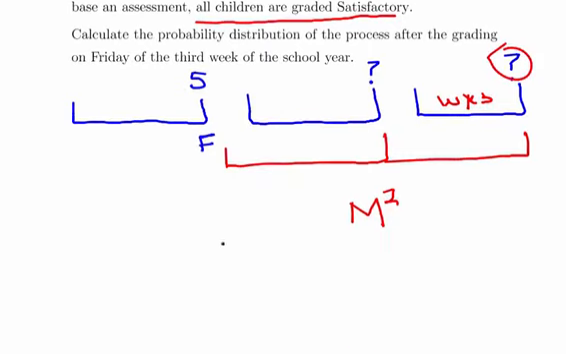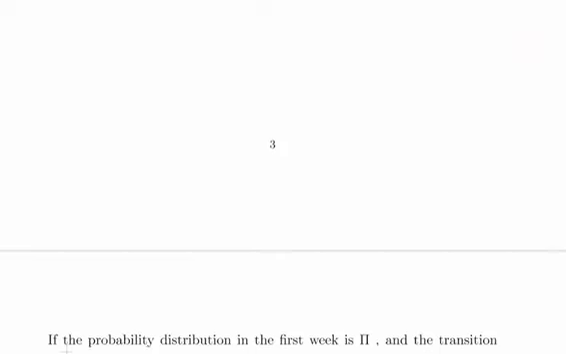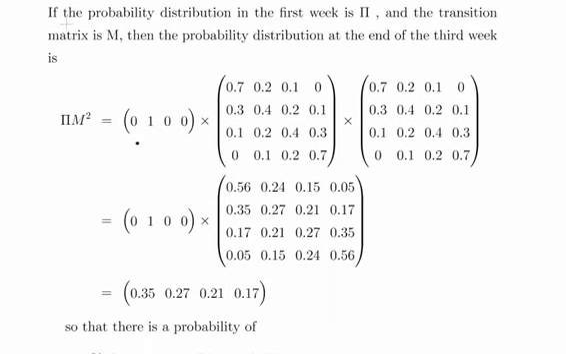So the probability distribution there is 0, 1, 0, and 0. So 100% of the students are rated satisfactory at this point. So what is the distribution at the end of week 3? Essentially we calculate it like this. This is our distribution at the end of week 1. This is the transition matrix for the first week and then the second week. So essentially we multiply everything out, M squared.